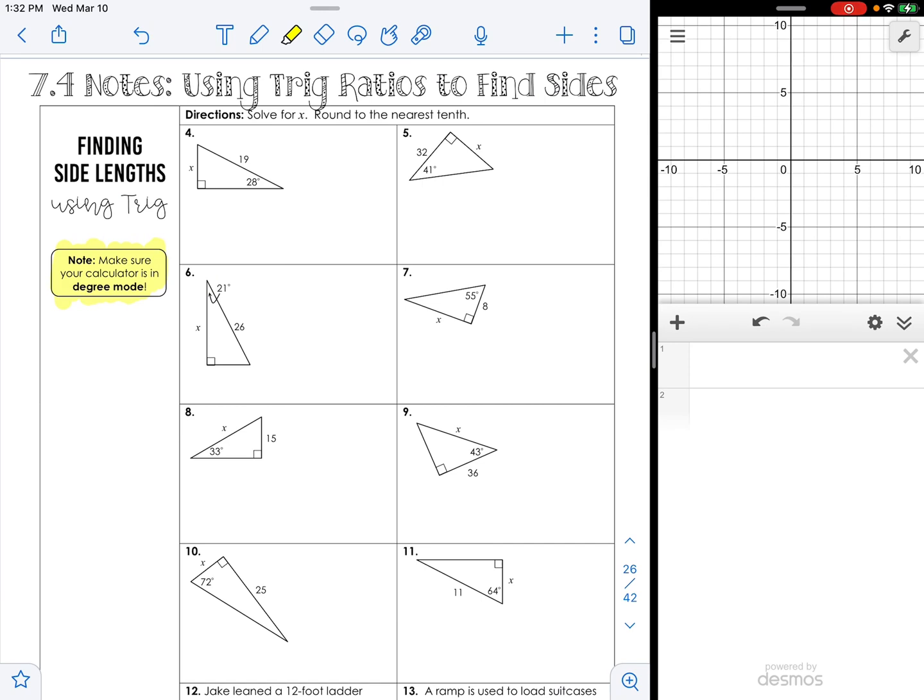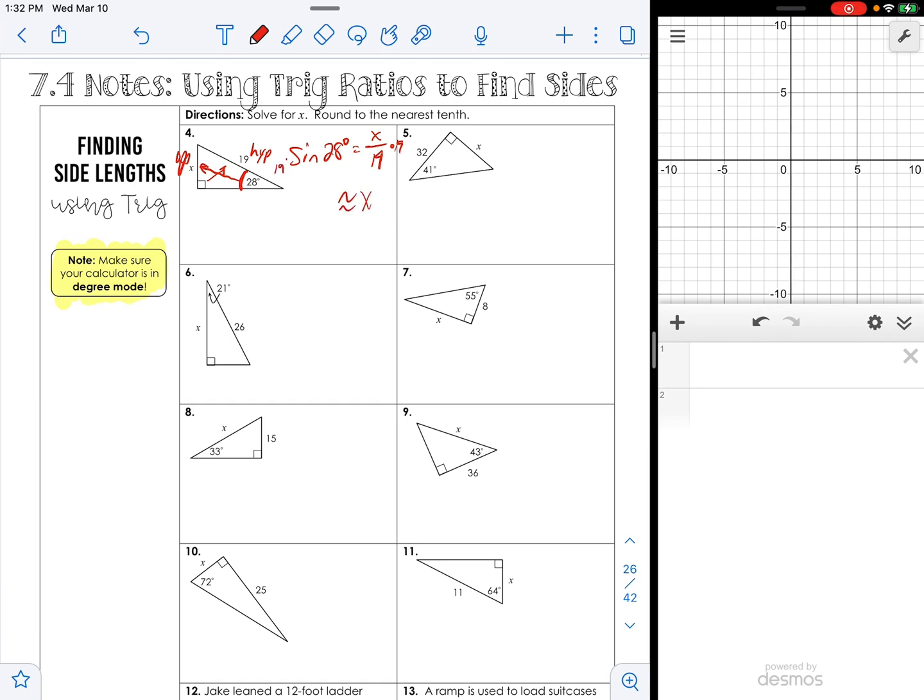All right, let's look at the first one. The angle in question is this one, number 28. If we go this way where x is, that is on the opposite side. And this is opposite of the 90, so that is the hypotenuse. So I have OH, and so that would be SOHCAHTOA. So the sine of 28 degrees should equal some number over 19. And what we want to do is solve for that number. So we want to get x by itself. So we want to get rid of divide by 19 by multiplying by 19.